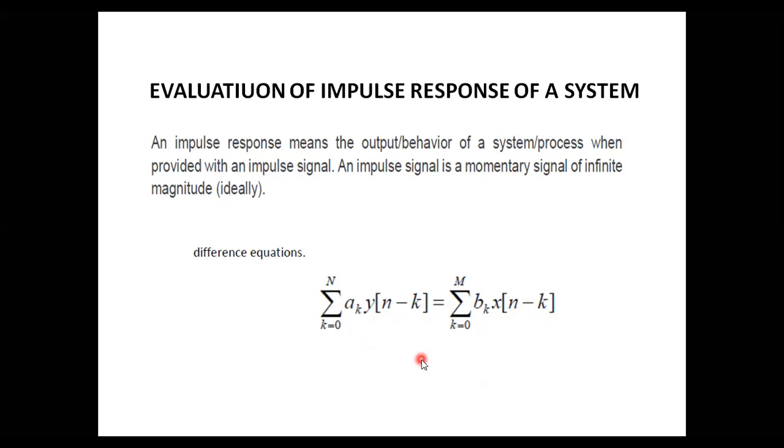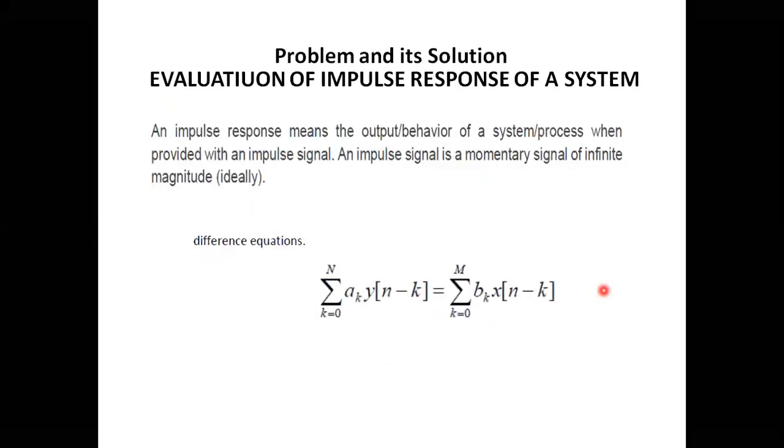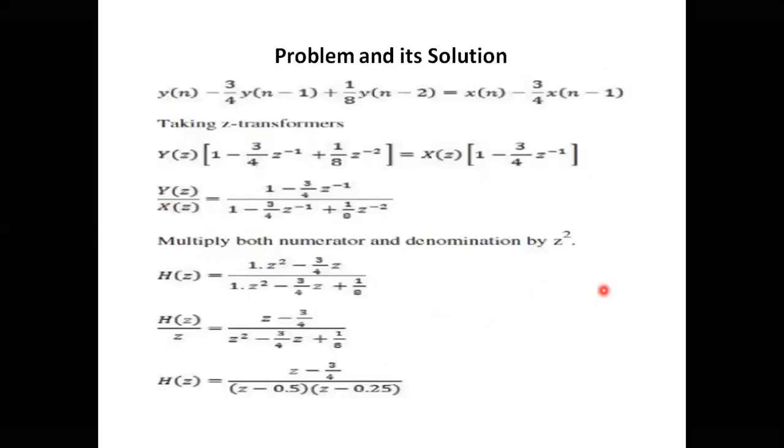For a given difference equation, whatever is given in your question, you have to rewrite it so that y[n] and its delayed samples are on the LHS, and x[n] and its delayed samples are on the RHS. Now you only have to solve this equation to find the impulse response. I have taken one simple difference equation, and for this equation you need to find the impulse response of your system.